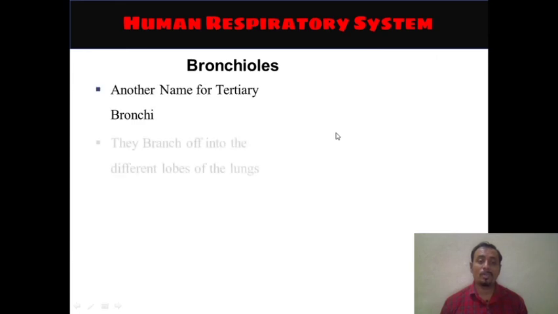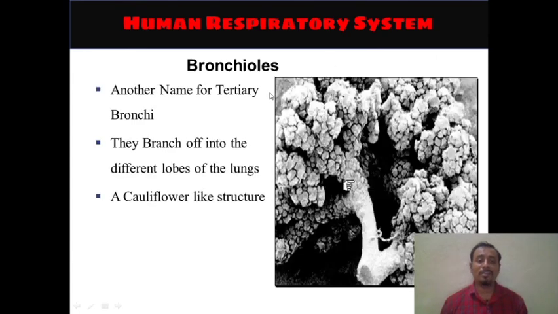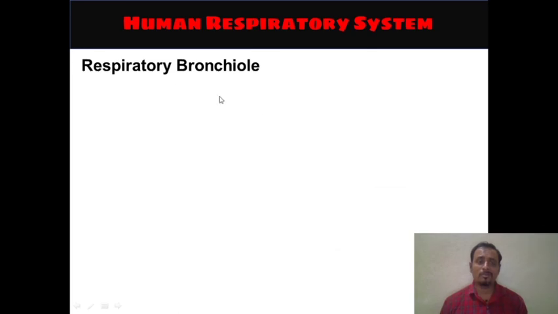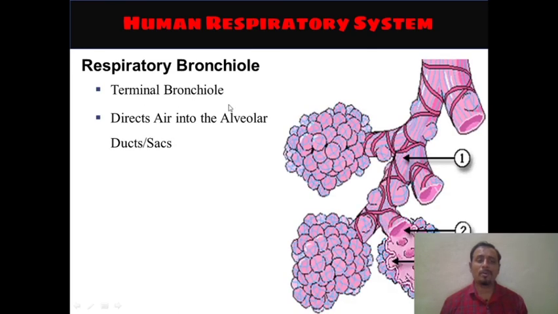Next, let's see about bronchioles. What are the bronchioles? It is another name for tertiary bronchi, just like a cauliflower structure, where the flower emerges. They branch off into the different lobes of the lungs. A cauliflower-like structure is shown here, which are bronchioles. The terminal bronchiole is the respiratory bronchiole, which directs air into alveolar ducts and sacs, shown here. The first number is the terminal bronchiole, the second is the alveolar sac formation, the third one is the alveoli.